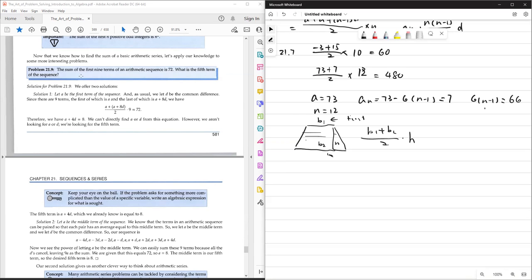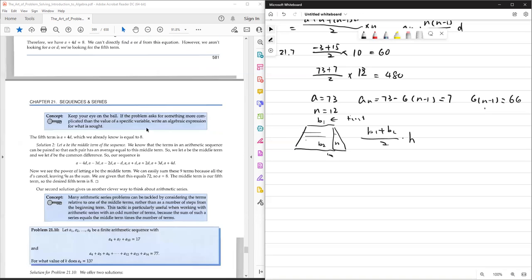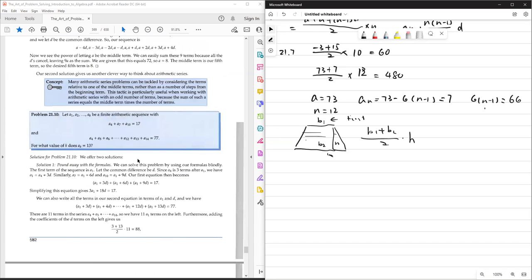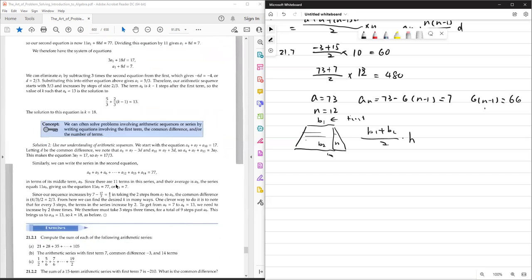Sometimes you feel like you don't have information, but there's some hidden information in the problem, right? That's why it says keep your eyes on the ball. If it asks for something more complicated than the value of a specific term, just write it out, and it may actually solve itself for you. So this one is a finite arithmetic sequence. You're trying to solve for k, which gives you 13. Doing these exercises really helps you understand it.